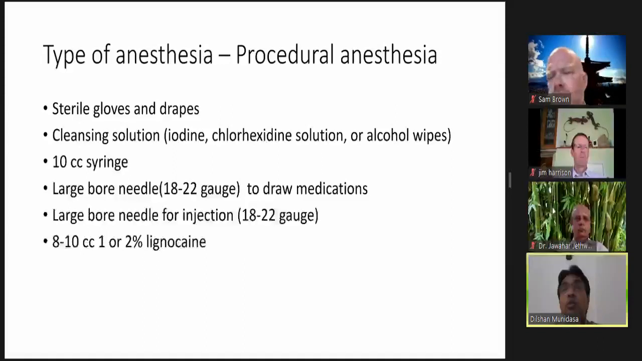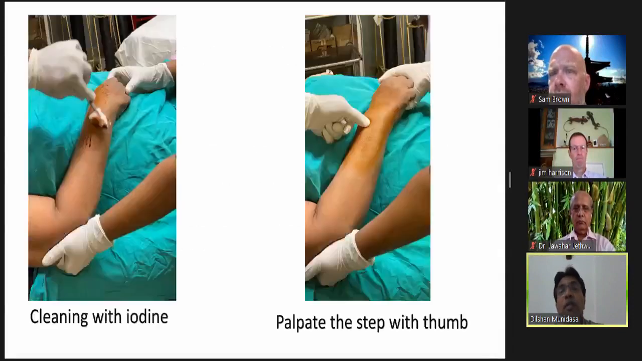In others, you need to do reduction, for which you need some procedural anesthesia. You need the gloves, the syringes and needles, and the solution we use is about 8 to 10 cc of 1 or 2% lignocaine. This is how we do that. We first clean with iodine, and we can do it in the outpatient department. Then you can feel the fracture with your thumb. You can feel the step. Then you inject the solution of lignocaine at an angle.